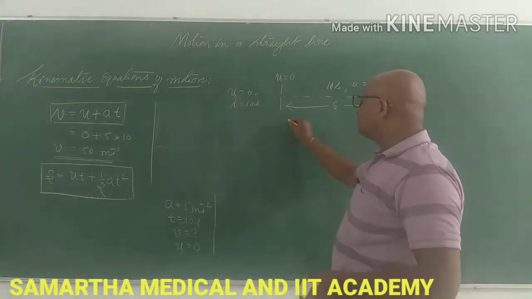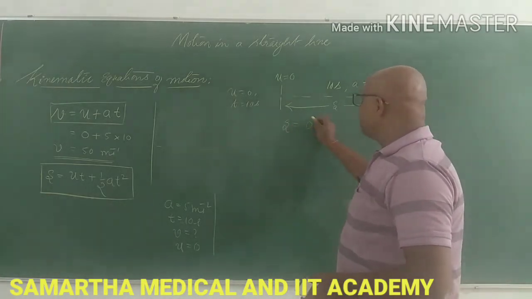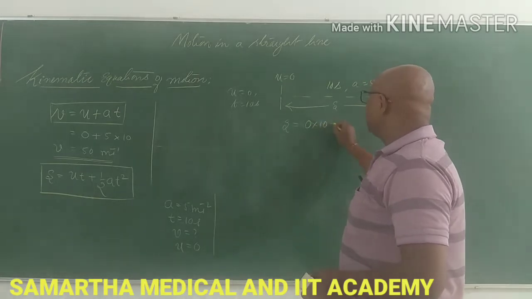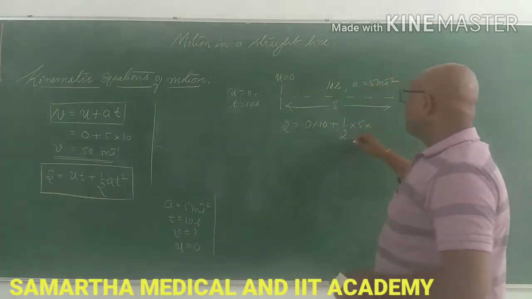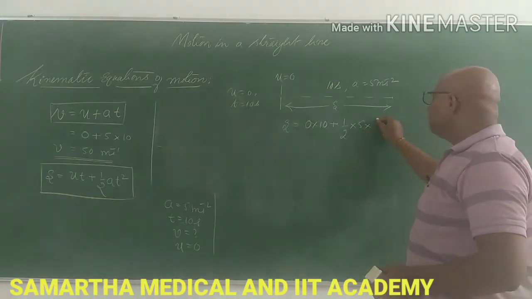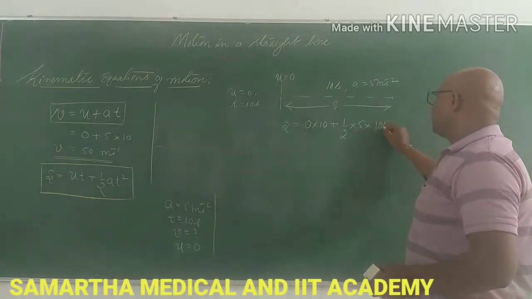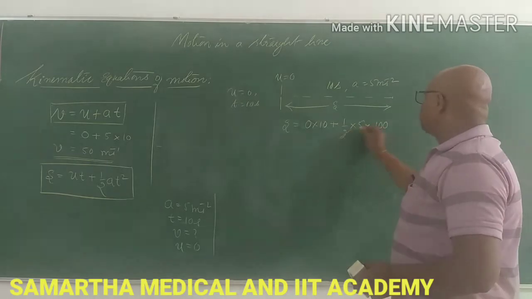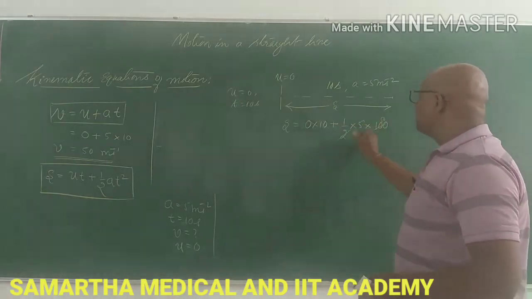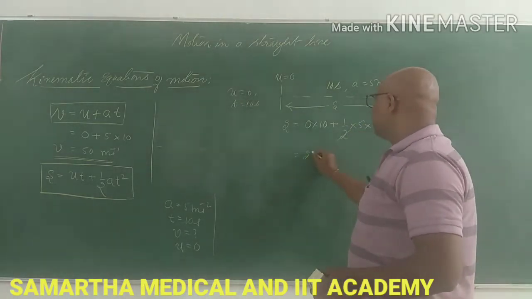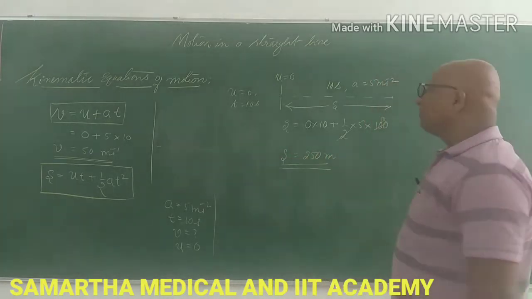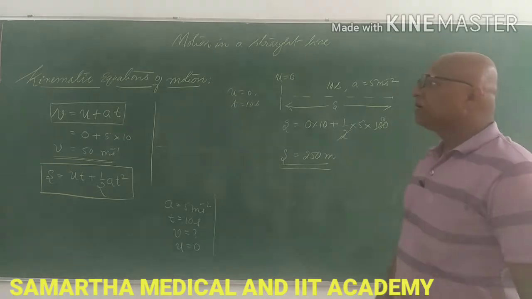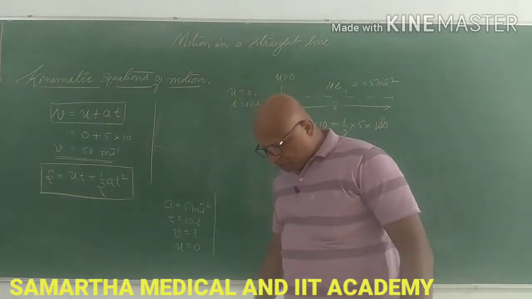So if you want to know this, then s is equal to ut, which is 0 into 10, plus half into a, which is 5 meter per second square, and time is 10 seconds. 10 square means 100. So this becomes half into 5 into 100, which is 250. So he will go 250 meters after 10 seconds. This is what we have understood from those formulas.